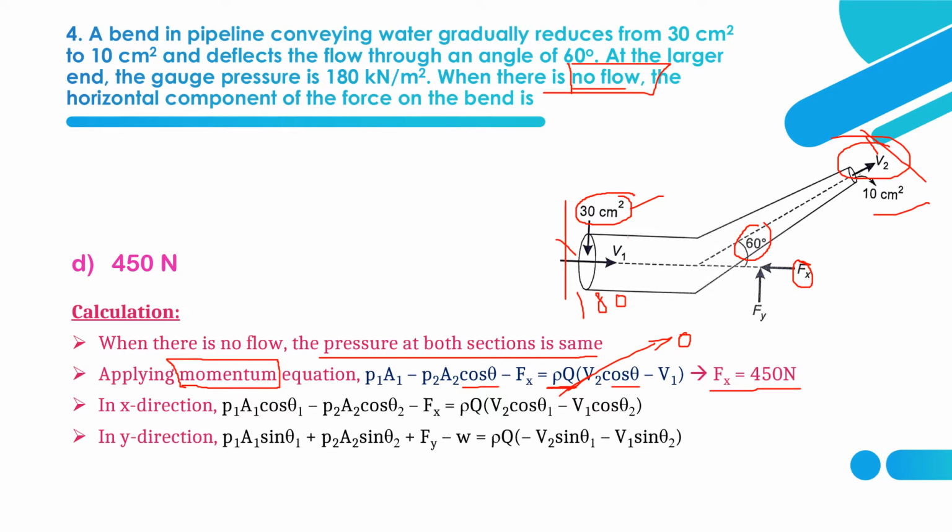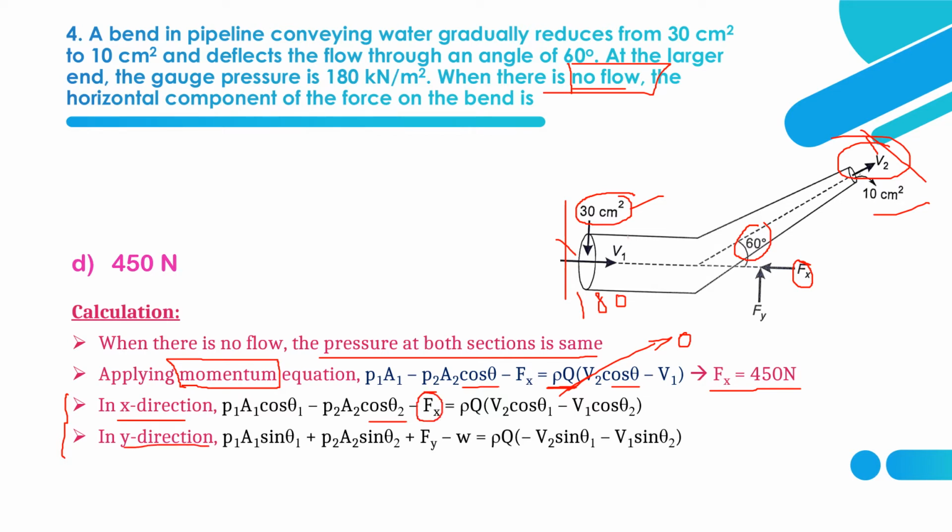Now let's see the general formula for both the directions. So this is the general formula: P1A1 cos theta 1 minus P2A2 cos theta 2 minus Fx equals rho q into V2 cos theta 1 minus V1 cos theta 2. So this is the general formula for the horizontal component of the force, denoted by Fx.